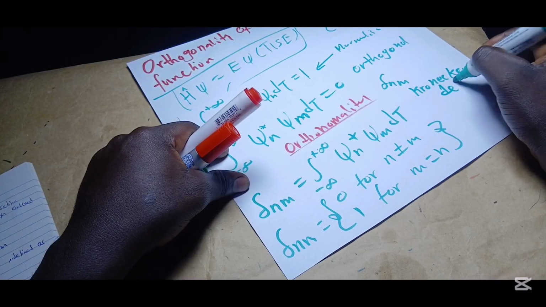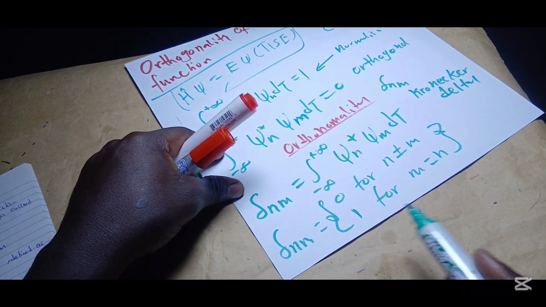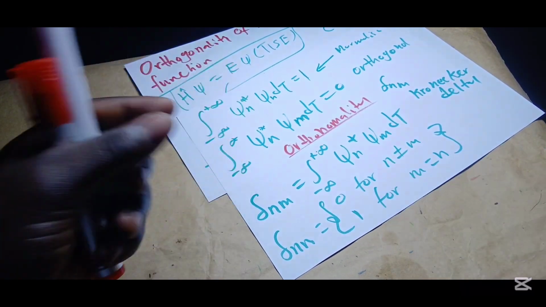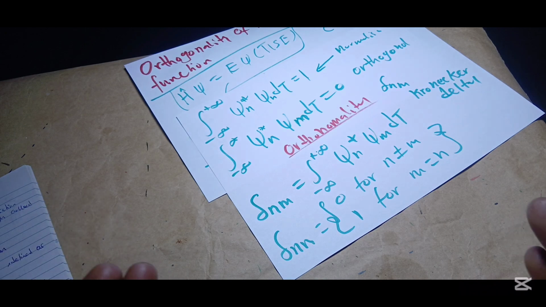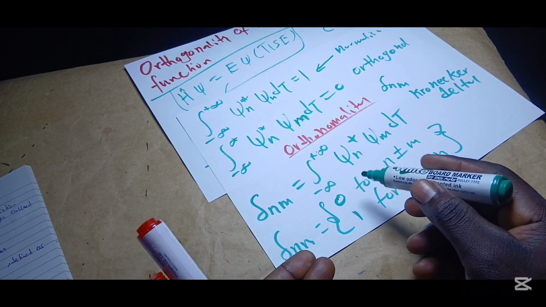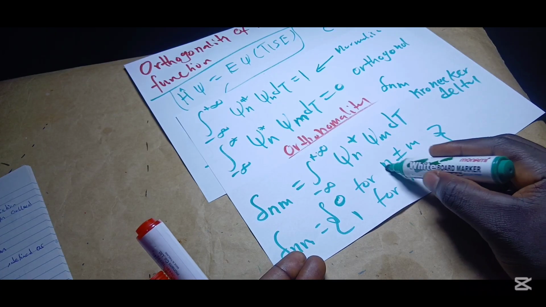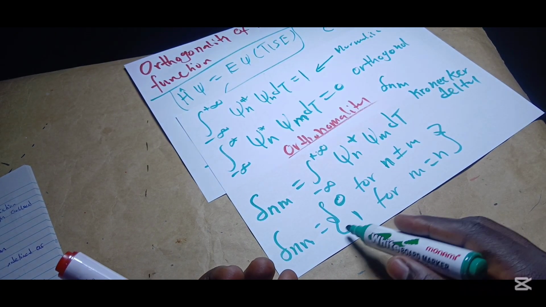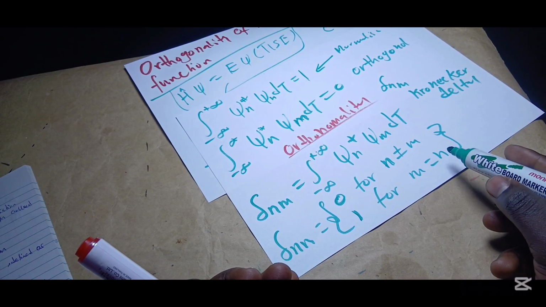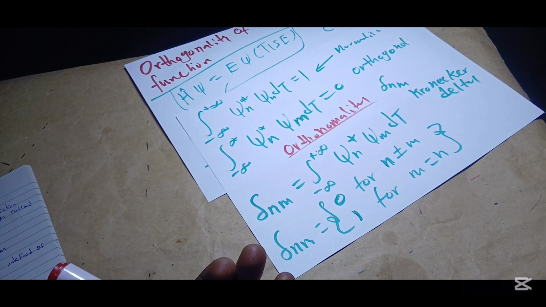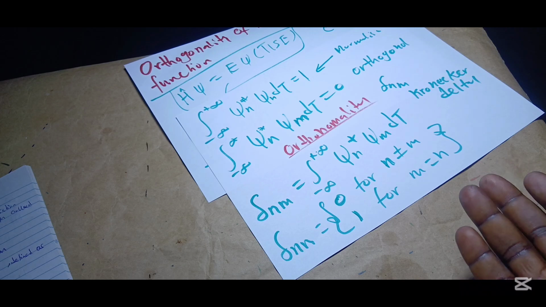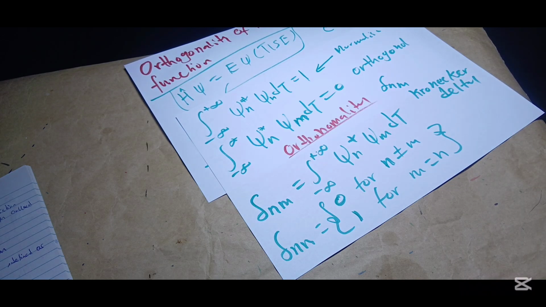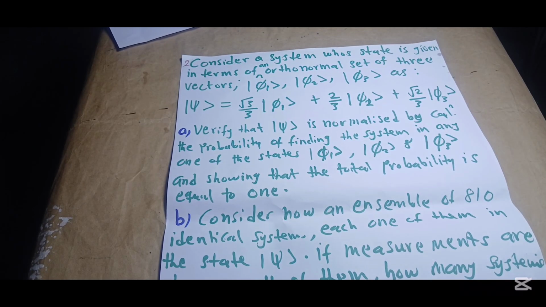Simply, if for two wave functions we integrate their product from negative infinity to positive infinity and we get 0, which is the orthogonality idea, then n is not equal to m, they are not identical. And if we get 1, it means m equals n, the two wave functions are identical. So wave functions that satisfy this are said to be orthonormal. That is what you need to know.